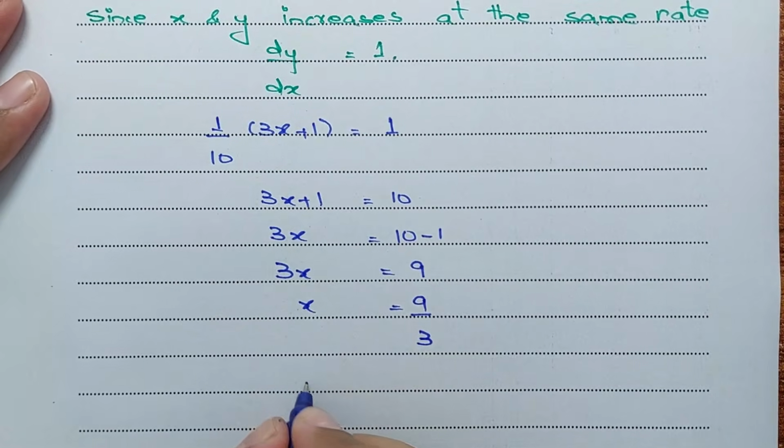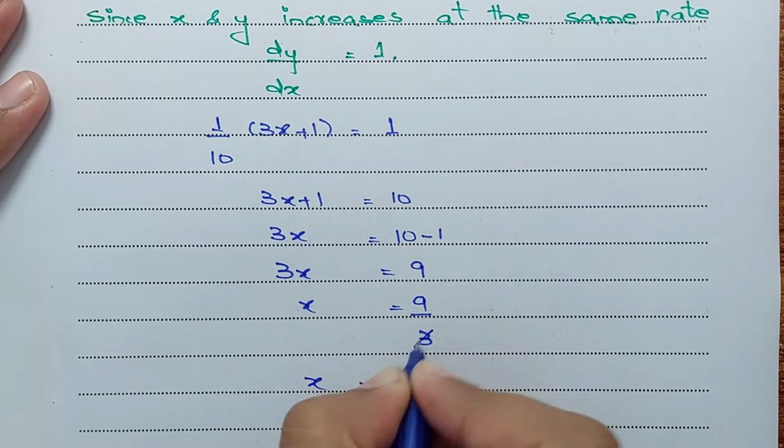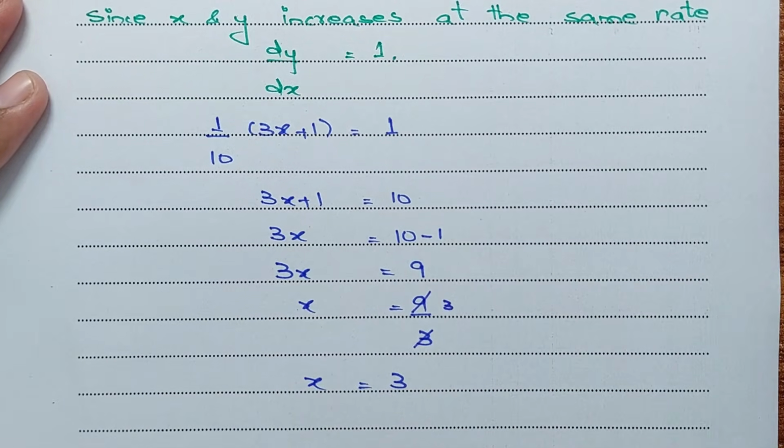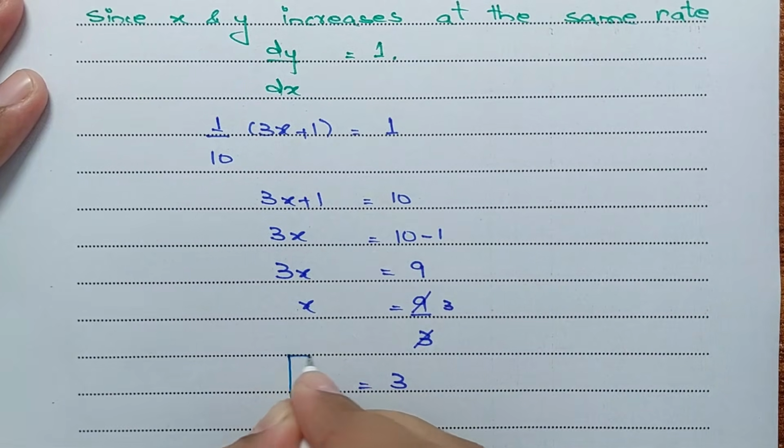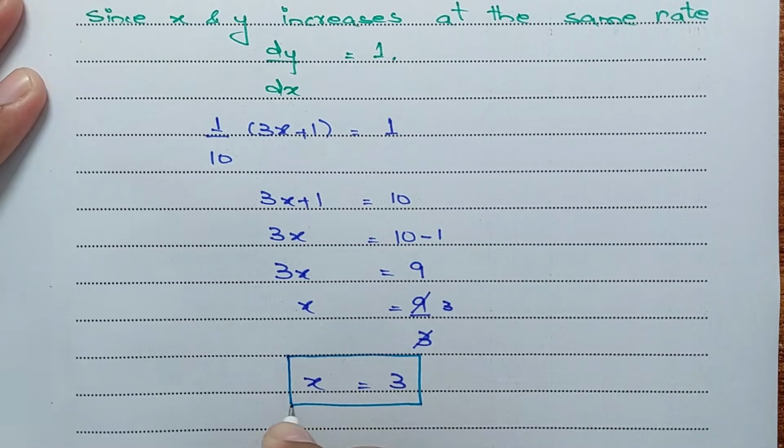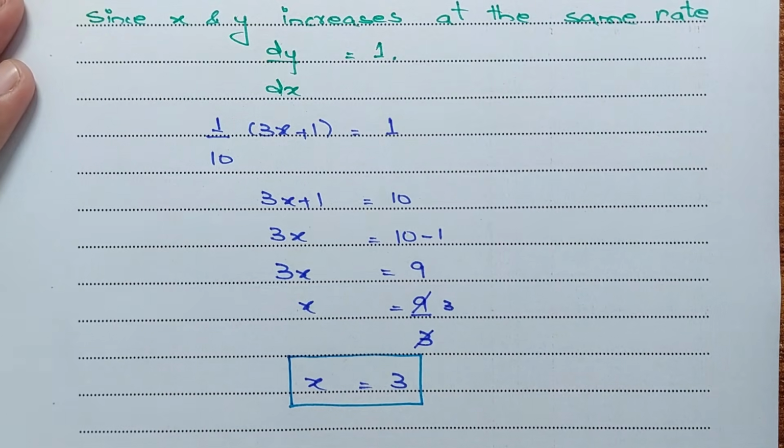3 times 3 is 9. So the x value is 3. This is the x coordinate of the point which is moving along the curve when the x and y coordinates are increasing at the same rate.